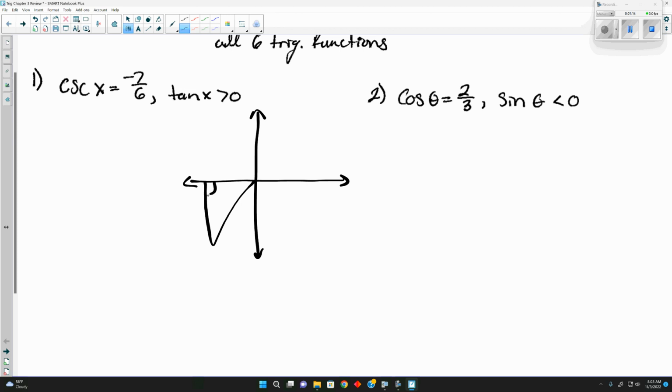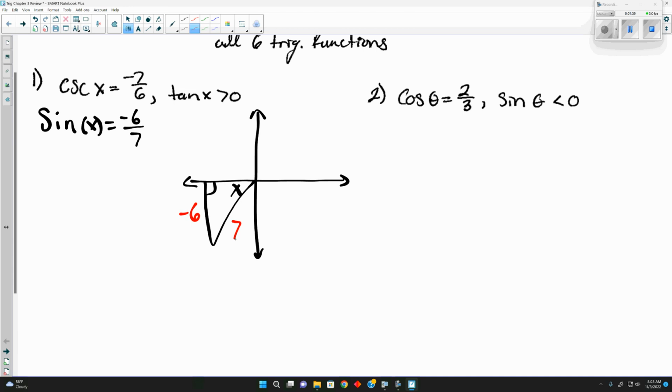We have our triangle set up, x. So sine of x is going to be 1 over cosecant. We're really just flipping this, which gives us negative 6 sevenths. So for our triangle, opposite over hypotenuse.